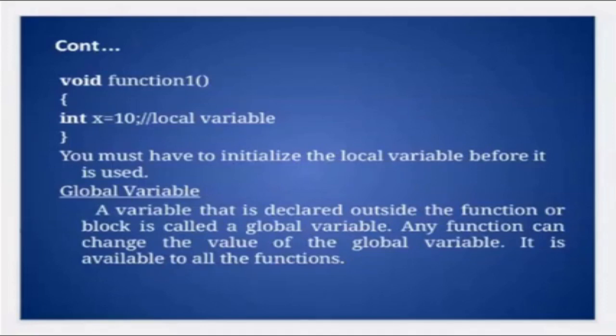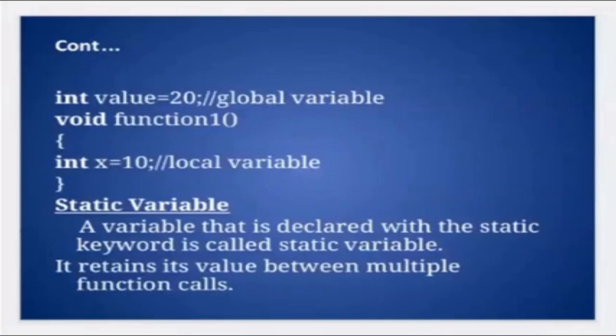Global variable: a variable that is declared outside the function or block is called a global variable. Any function can change the value of the global variable. It is available to all functions. In this example, integer value, which is assigned 20, is a global variable which is defined outside the function, and integer x is defined inside the function.